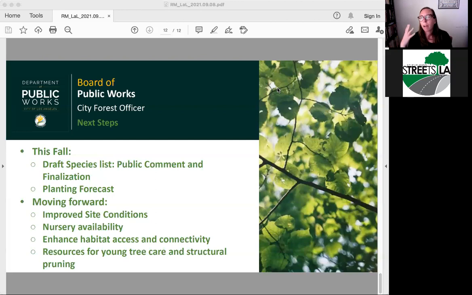You have a vision of the kind of Los Angeles that you want to live in, what kinds of trees you want to see, how those trees are maintained. And I'm really grateful for your participation in the process. It's really encouraging to me.